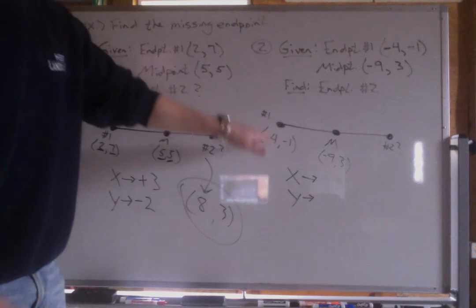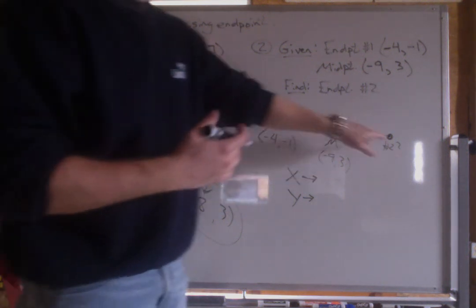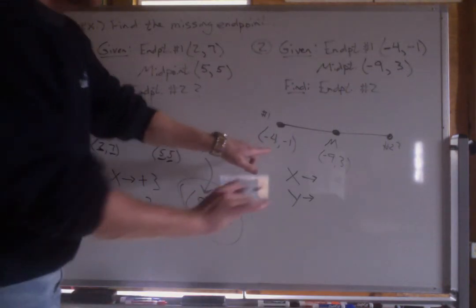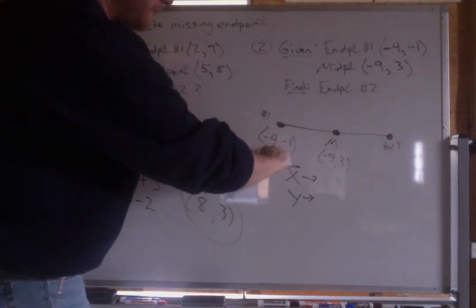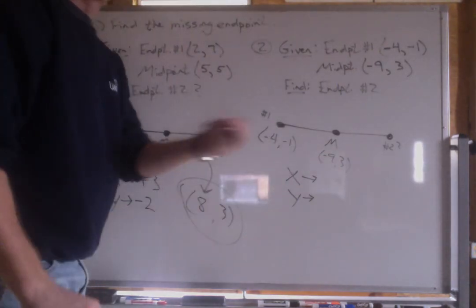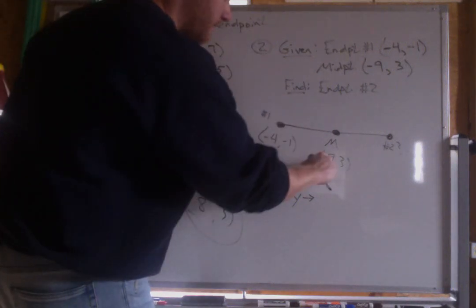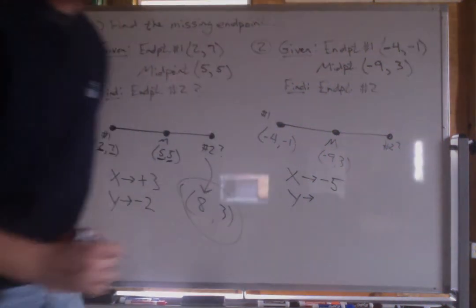I'm moving from first endpoint to midpoint, then doing that same thing to move from midpoint to the second endpoint. So here's all we do. Let's look at the x's. Now here's where you have to be very careful. To go from -4 to -9, a bigger negative number means that we subtract it. And from -4 to -9, that is a -5 difference.